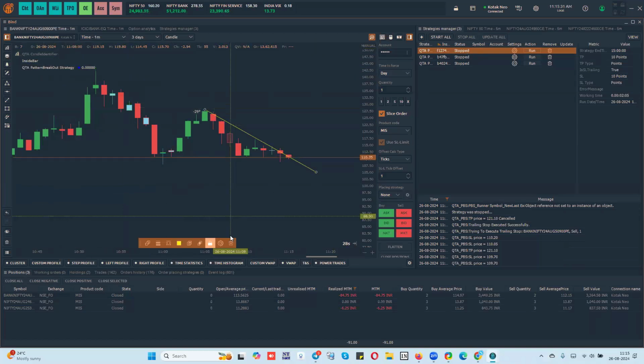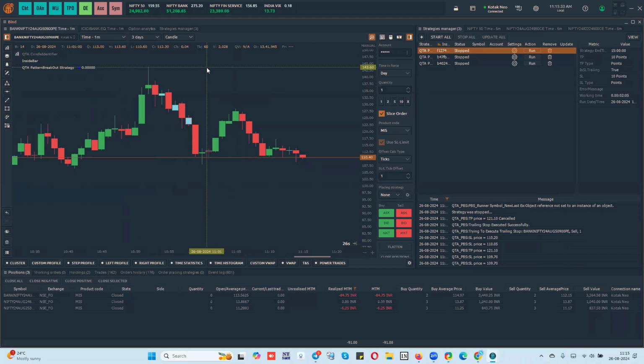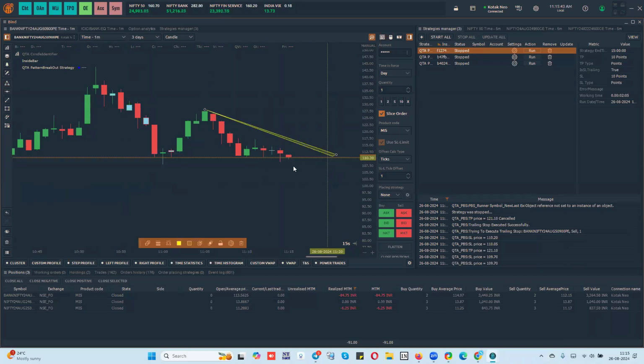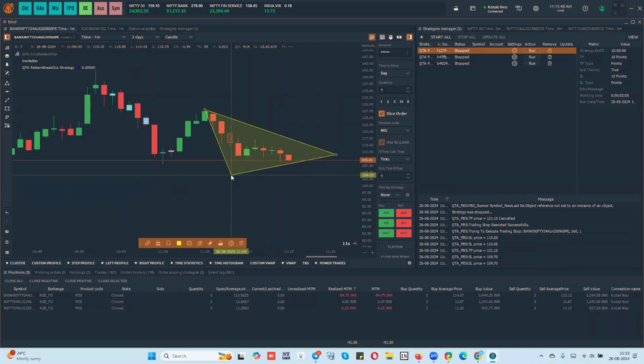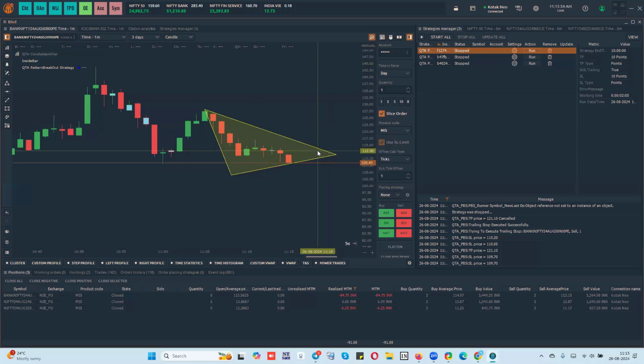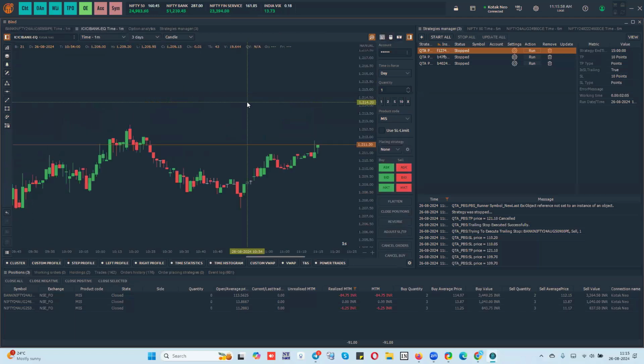So I will delete this pattern, and let's focus now on the triangle. So this is a triangle. Normally when we draw a triangle, we draw something like this, right? In this case, we probably want to trade both sides. So what I can do is go to the settings here, or maybe I'll show this in a stock, because then I can do both sides of the trade.